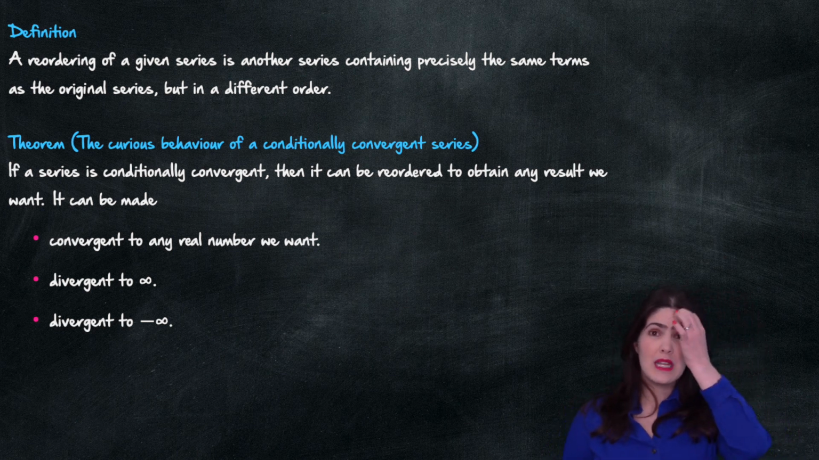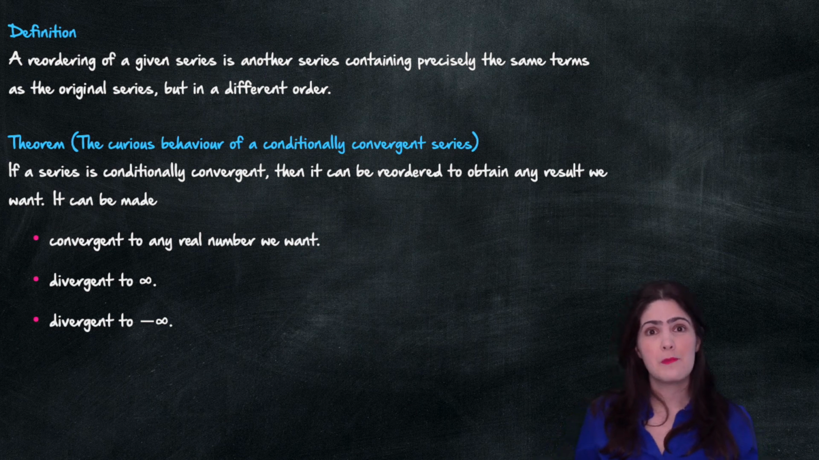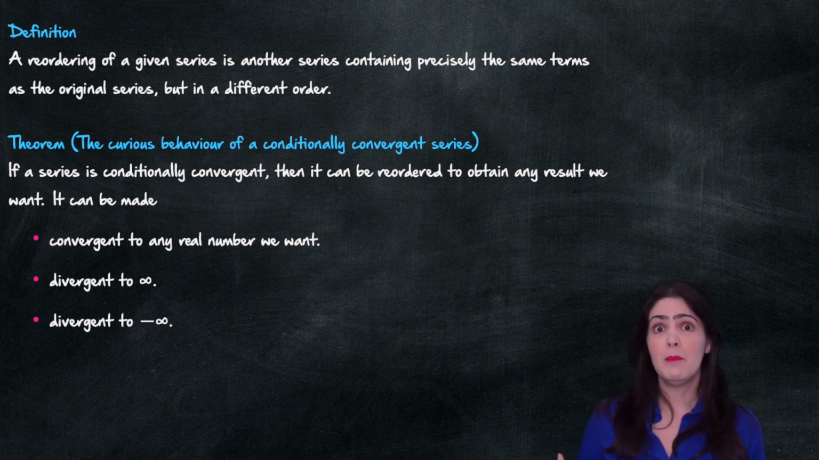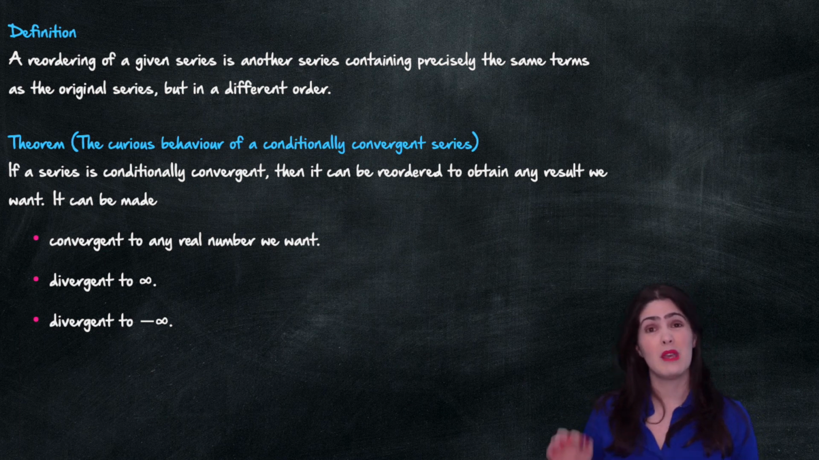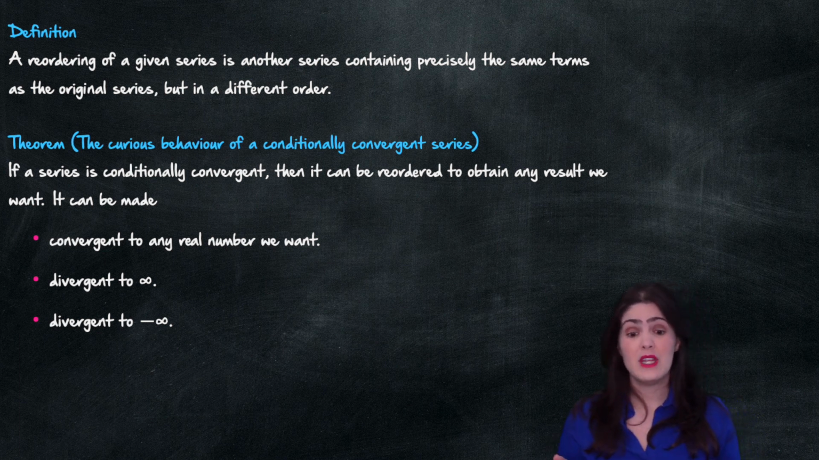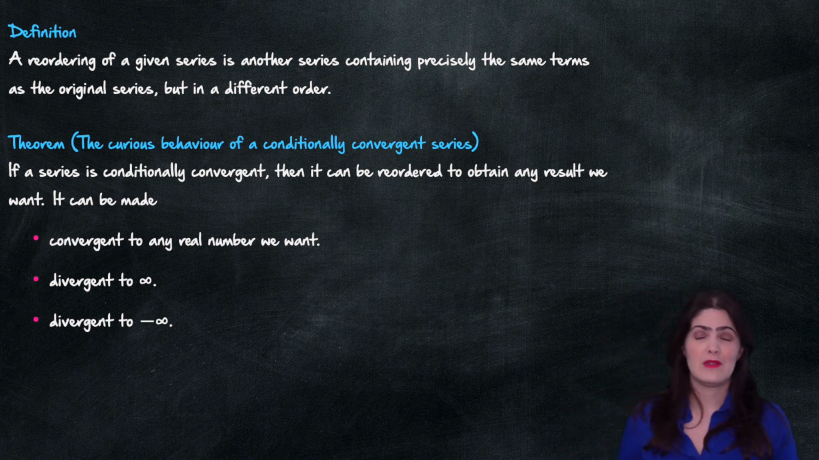So whenever someone gives you a conditionally convergent series, you can take it and start shuffling around the terms in such a way that you can make it converge to your favorite number. Any number you like in the world, you can make it converge to that one. You can make it diverge to positive infinity, and you can make it diverge to negative infinity.